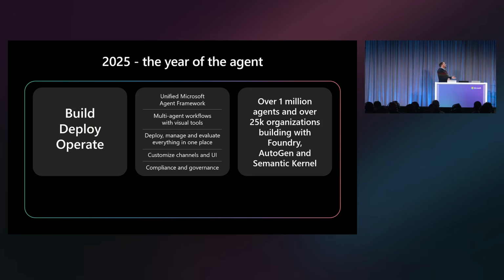And they've been doing that by some of the things we're going to talk about today to help you build your agents, deploy your agents, and operate your agents in Microsoft Foundry. Today we'll look at our new unified Microsoft Agent Framework. We'll look at multi-agent workflows and some of the visual tools you can use to help you build your multi-agent systems. We'll look at deploying, managing, and evaluating your agents all in one place in Microsoft Foundry. And we'll talk about how to customize your agent systems with UI channels, getting them deployed into M365. And then we'll look at how you can monitor your agents, how you can do compliance and governance on top of your agent systems.